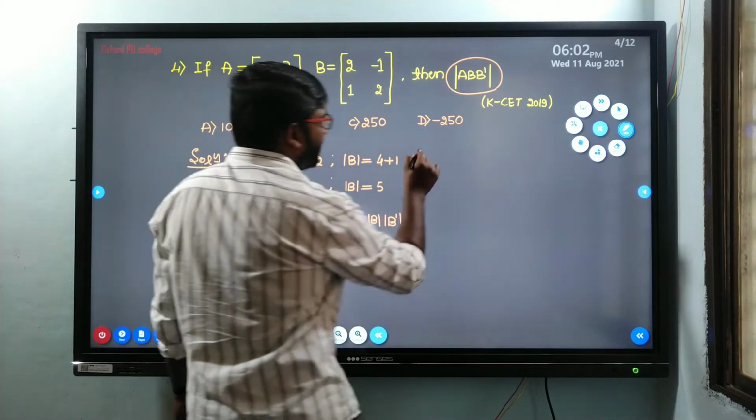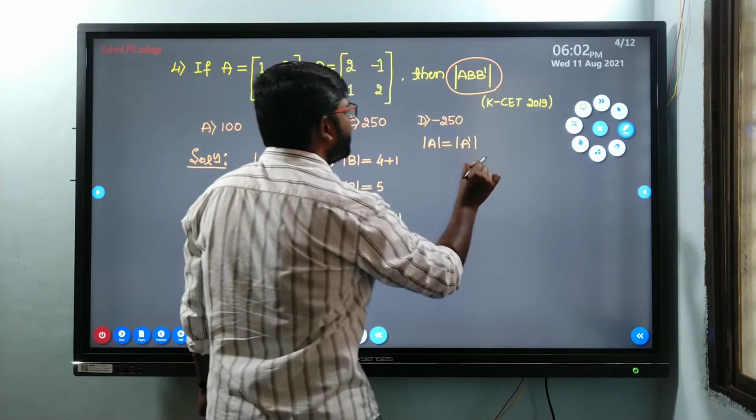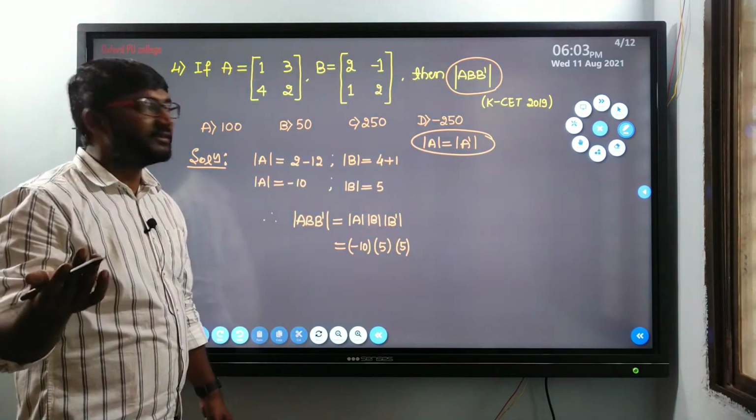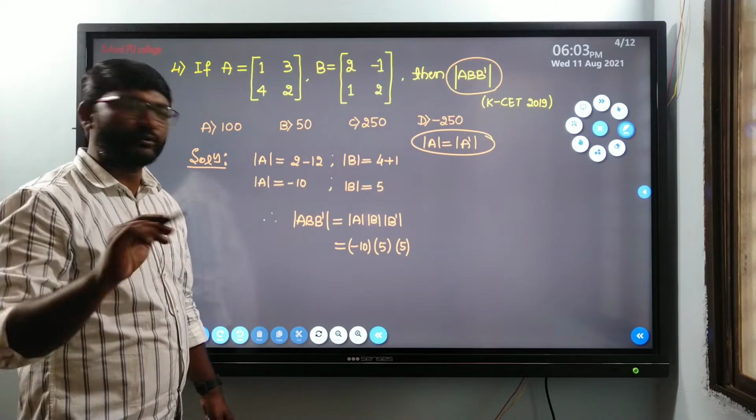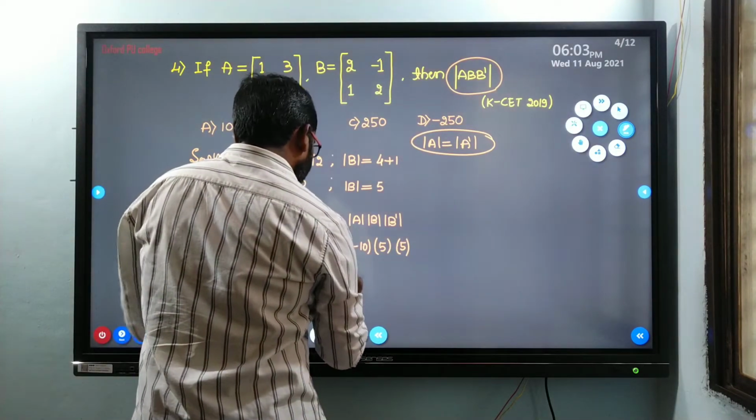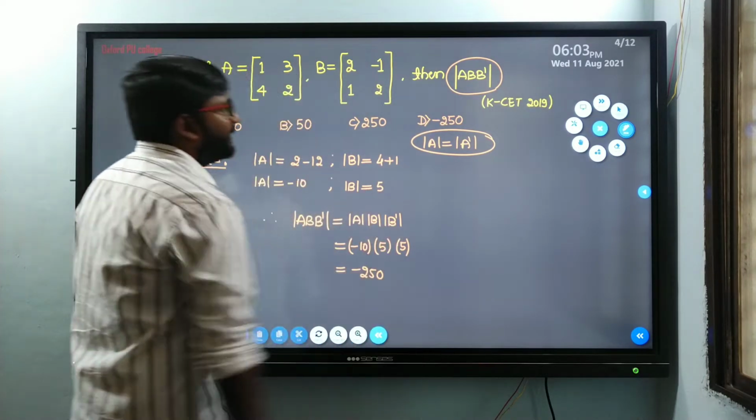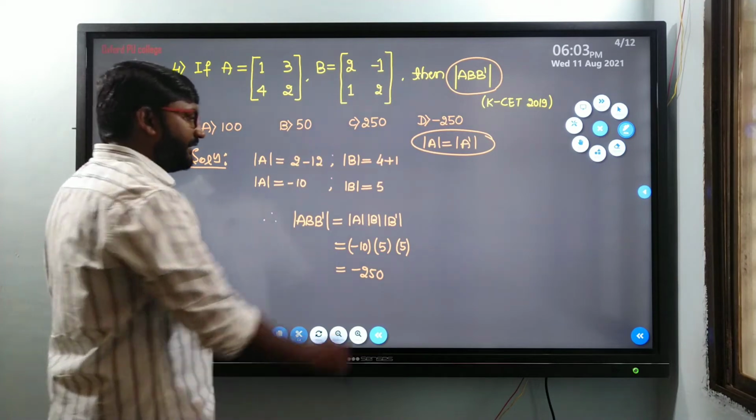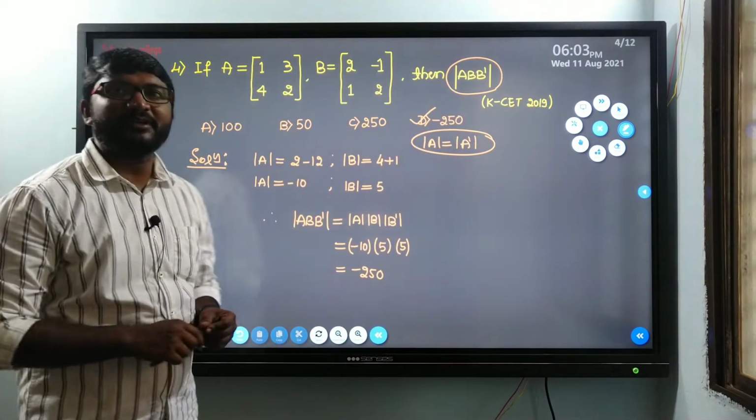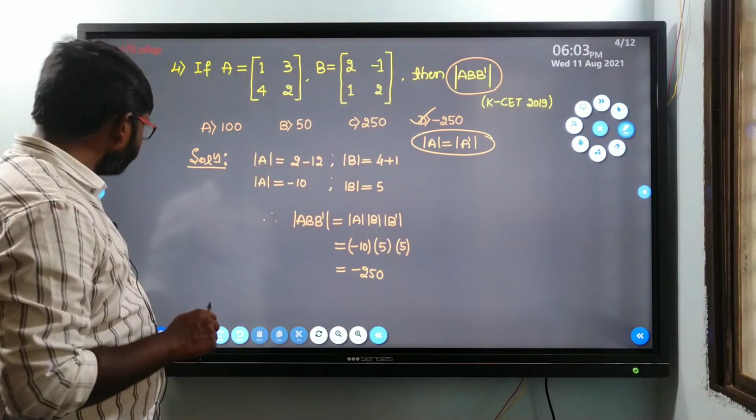So we have the property determinant of A is equal to determinant of A dash. So these two will be equal. So determinant of a matrix and determinant of the transpose of a matrix, both are the same. So what we get here? We get minus 250. So option D will be the correct answer. This is all about question number 4. So quickly go through this, then I'll be taking up the next question.